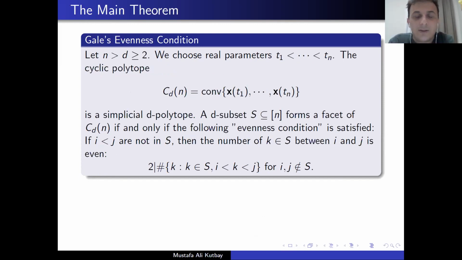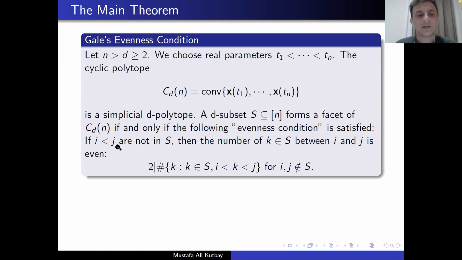Now we get to the main theorem of the talk, Gale's evenness condition. We let n and d be given; we will use them to talk about cyclic polytopes. We choose n distinct points and order them. We first claim that this C sub d of n is a simplicial polytope. Further, and more importantly, when you pick a set S, which is a subset of the natural numbers from 1 to n, this set S forms a facet of our polytope if and only if a condition called the evenness condition is satisfied. And the evenness condition is as follows.